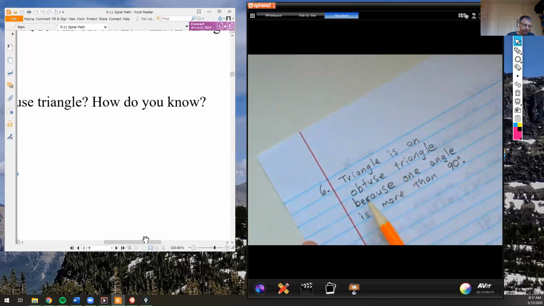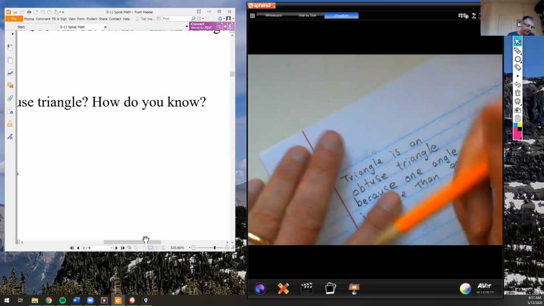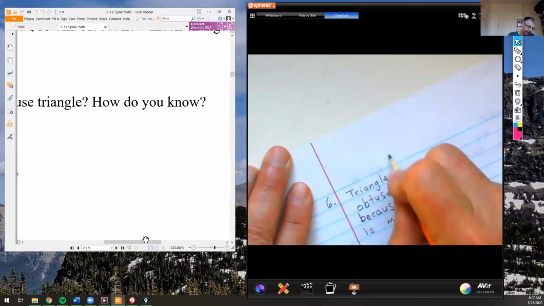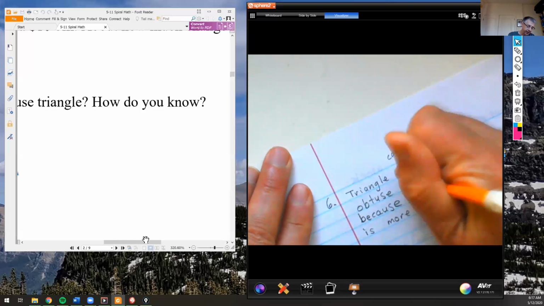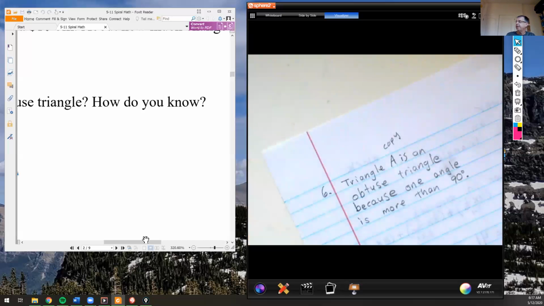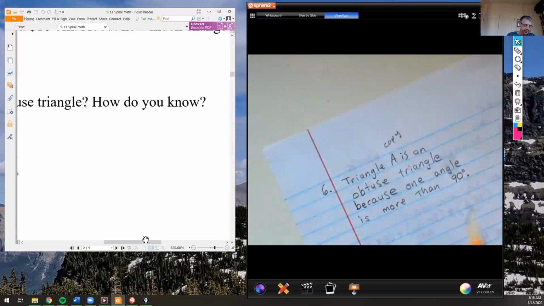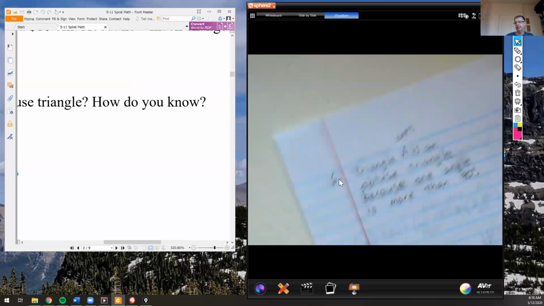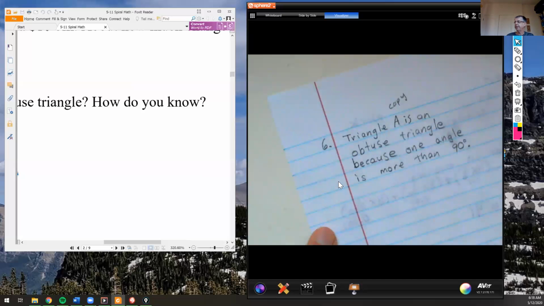It's not wrong if you said one angle is obtuse, but it's even better to say, well, triangle A is an obtuse. I forgot to say triangle A is in here. Let me go ahead and add that in. I made a little bit of a copy error because I was saying triangle A, but I wasn't writing it. Triangle A is an obtuse triangle because one angle is more than 90 degrees is probably the best way to say it, because you want to explain why it has an obtuse angle.